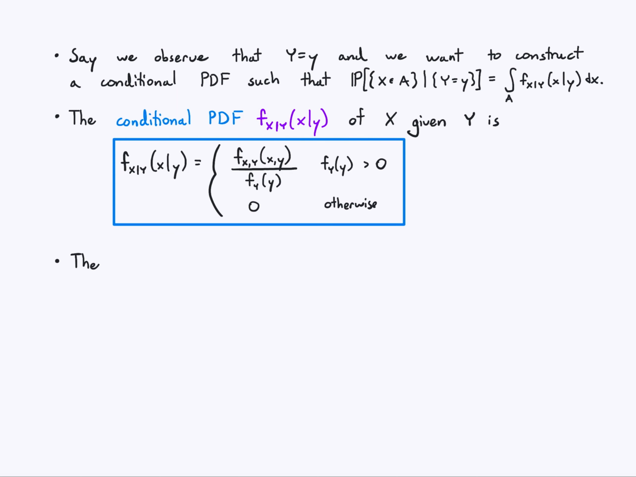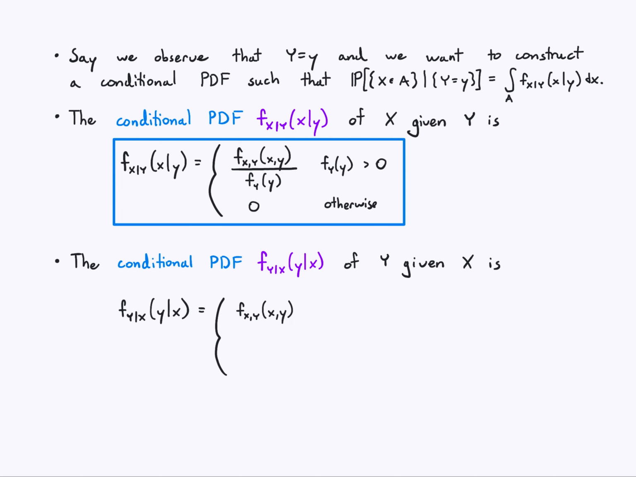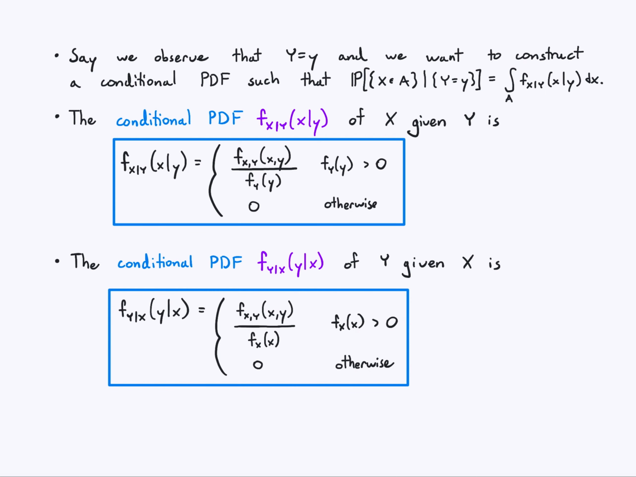Okay, you can define the same thing going in the other direction, so you can have the conditional PDF of y given x. And that's going to be, again, the joint PDF divided by the marginal PDF of x. And this is just a really, really useful object that we're going to see again and again. So this mirrors what we had in the discrete case for the conditional PMF, but now it's defined in terms of the PDF.